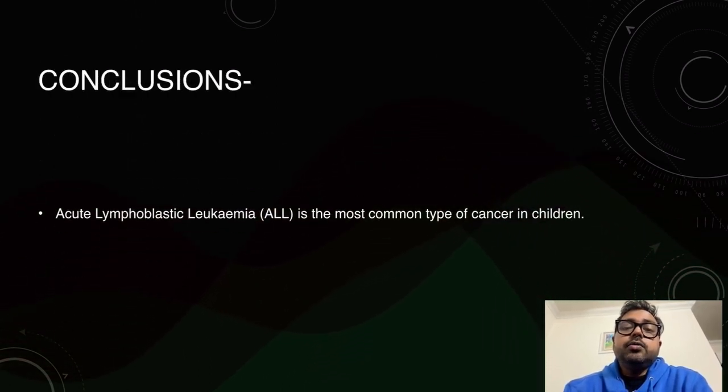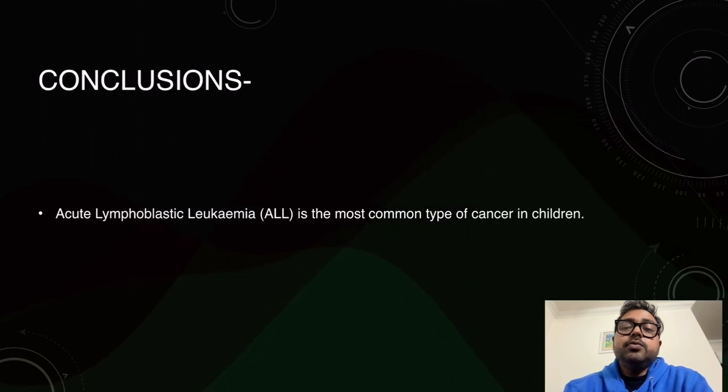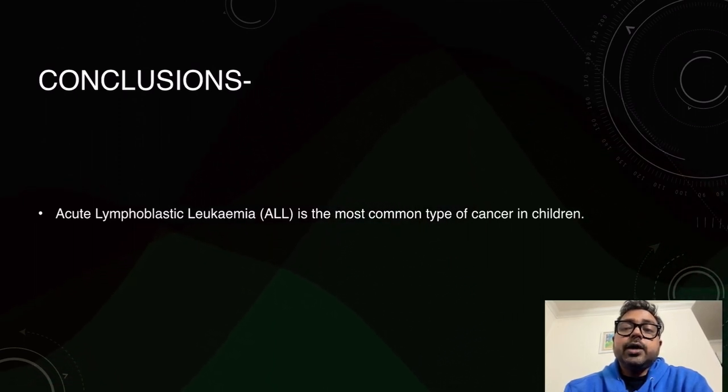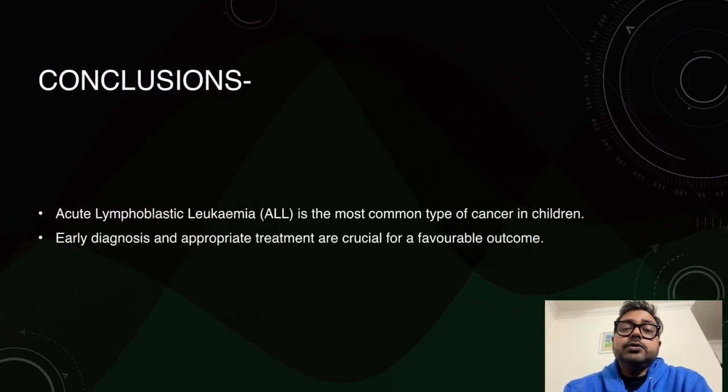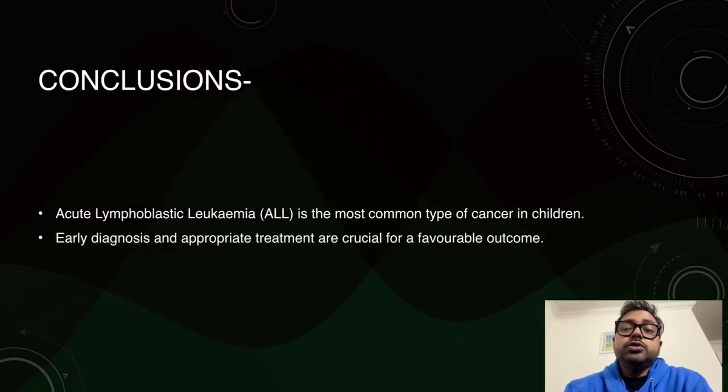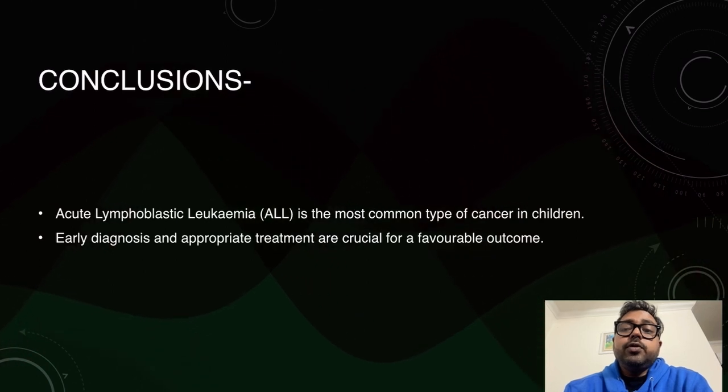Conclusion: acute lymphoblastic leukemia is the most common subtype of cancer in children, and early diagnosis and appropriate treatment play a crucial role in a favorable outcome.